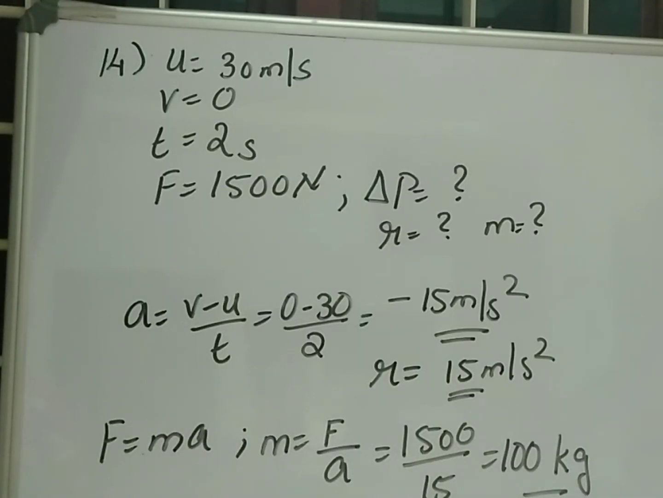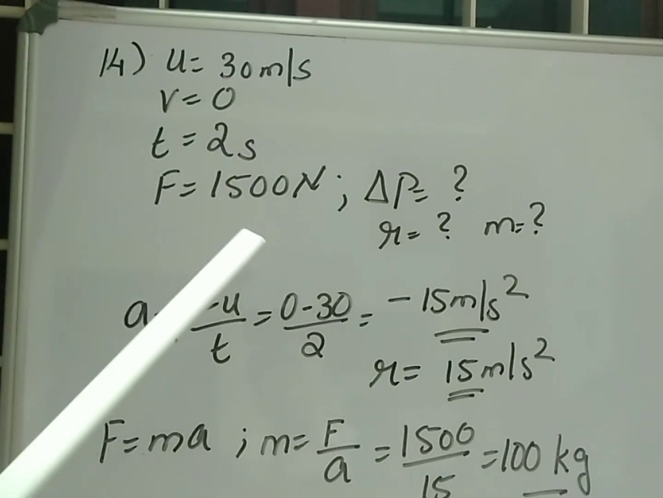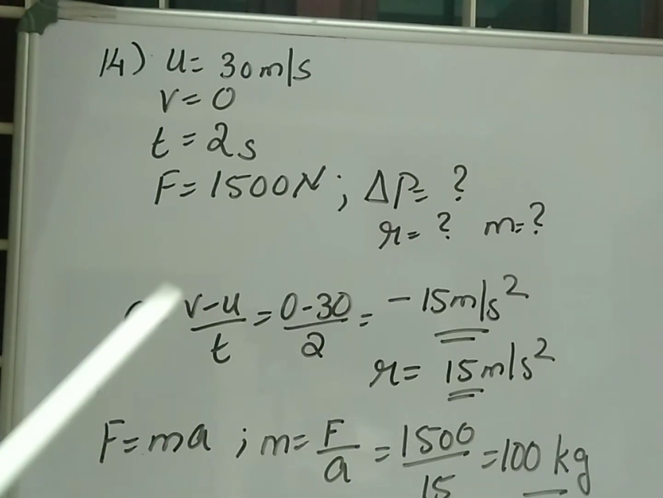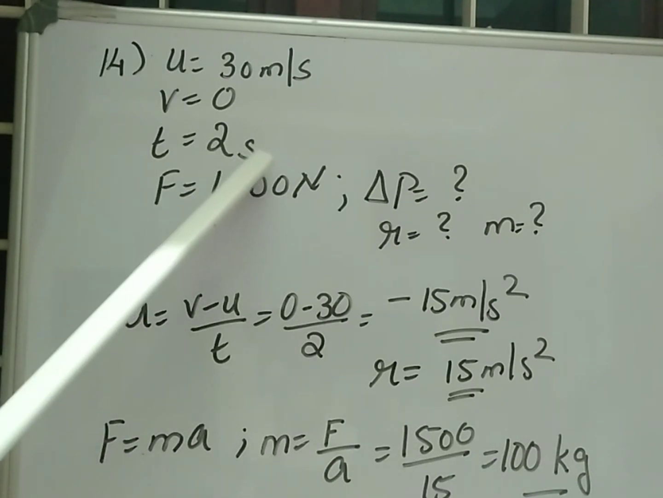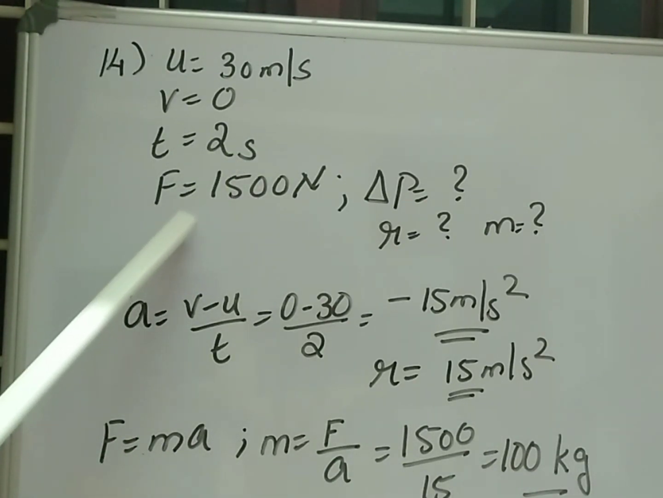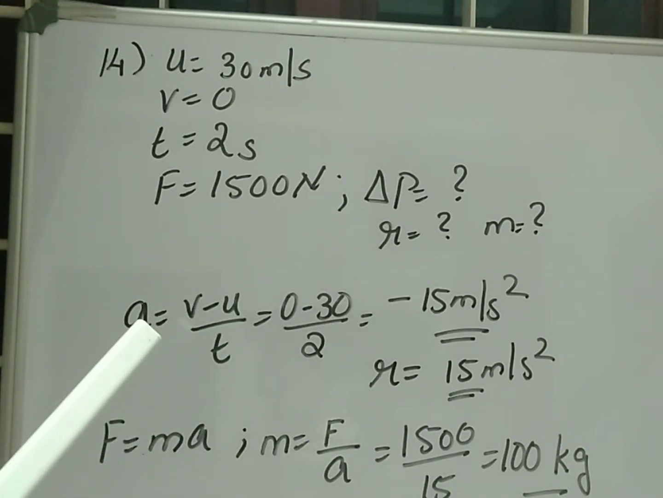Next, question number 14. A car is moving with a uniform velocity of 30 meter per second. So initial velocity is 30 meter per second. It is stopped. Stopped means final velocity 0 in 2 seconds by applying a force of 1500 Newton through its brakes. Calculate the change in momentum delta P, the retardation produced, and the mass of the car.